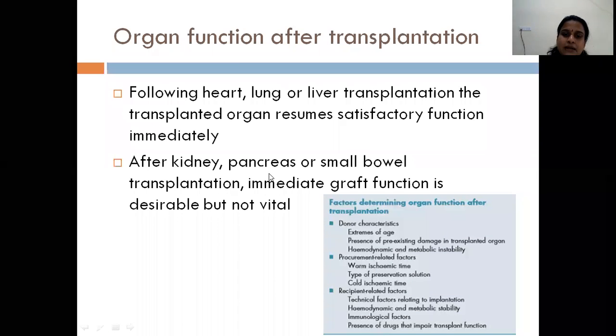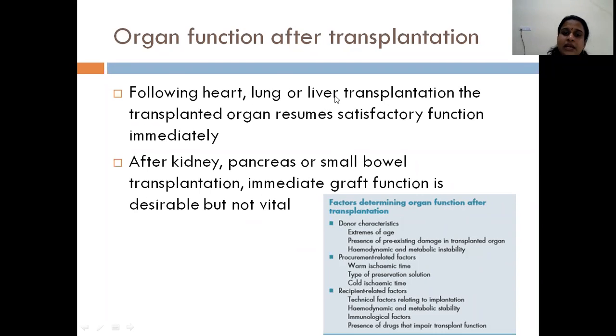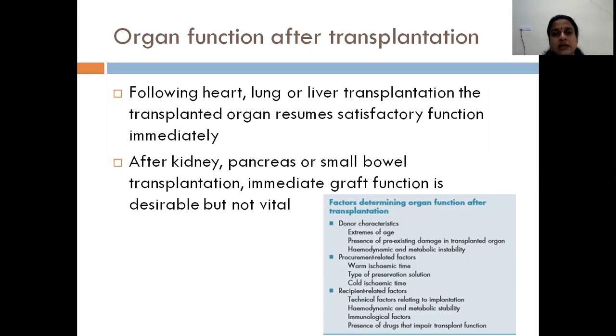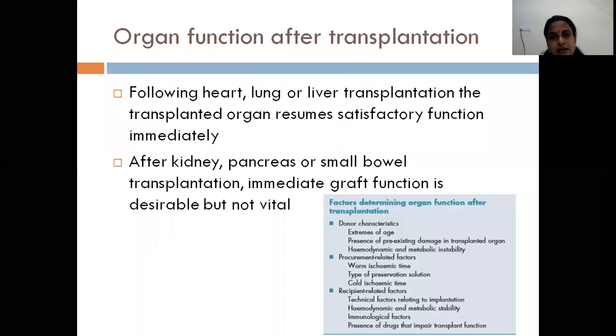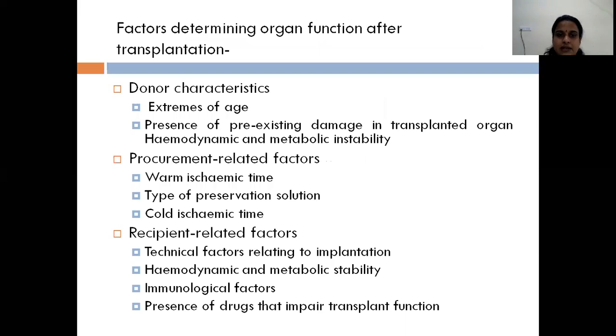Now, in kidney, pancreas, or small bowel transplantation, immediate graft functioning is desirable but not vital. But when you transplant a heart, lung, or liver, these organs have to resume their functioning immediately after transplantation. If not, you'll have to immediately work up the faulty methods, either in the implantation techniques or the immunosuppressive techniques. So heart, lung, and liver transplantation are desired to give maximum functioning immediately after transplantation.